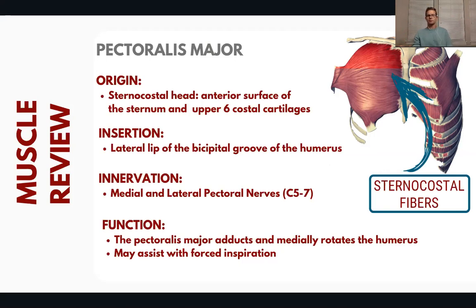The innervation is the medial and lateral pectoral nerves, and that's going to come from C5 or C5-6 to T1 for both of those. But when we specifically talk about the sternocostal fibers, that is more of our lateral pectoral nerve of C5 to C7. As you can see in the picture, the darker red on the top is the sternocostal fibers. Below we have our clavicular fibers. And on the left side of the picture, you can see the pec muscles and also some of our muscles of inspiration.